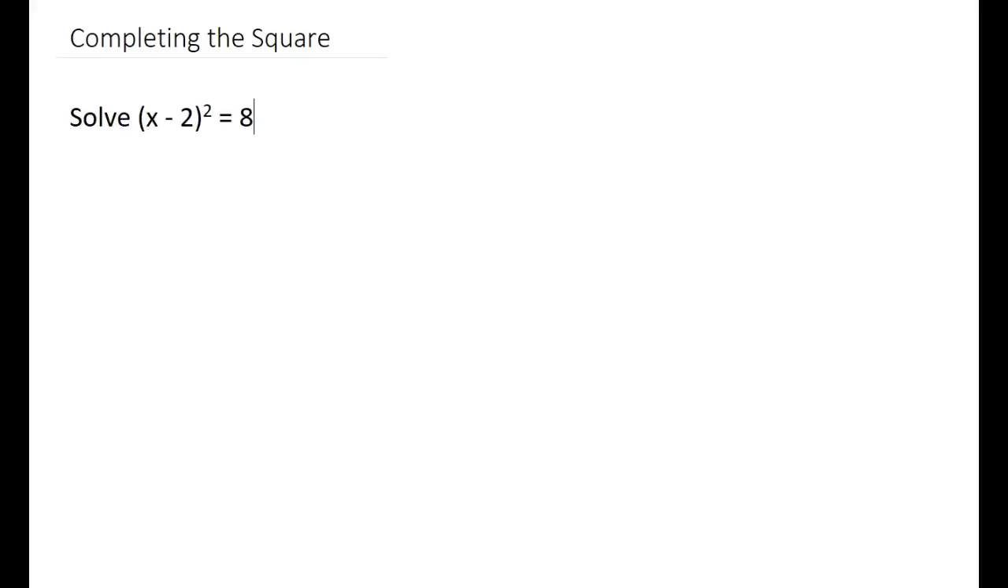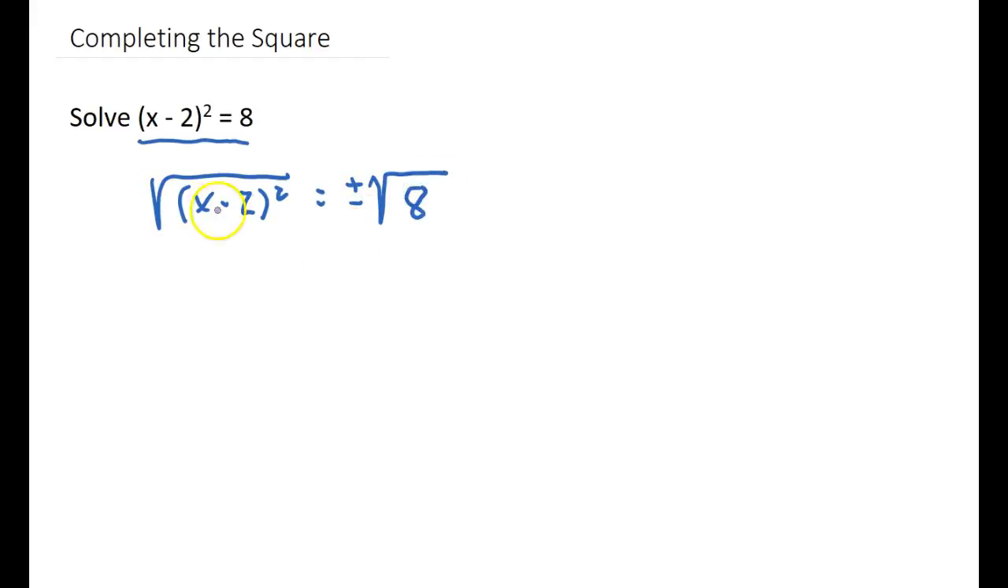Alright, in this screencast we're going to learn how to solve quadratic equations by a technique called completing the square. To start off, let's look at this example right here, which is actually pretty simple. I already have a perfect square here, so all I need to do to solve this equation is take the square root of both sides. So I'm going to take the square root of x minus 2 squared equals, and since I'm putting the square root into the problem, I have to remember to do plus or minus.